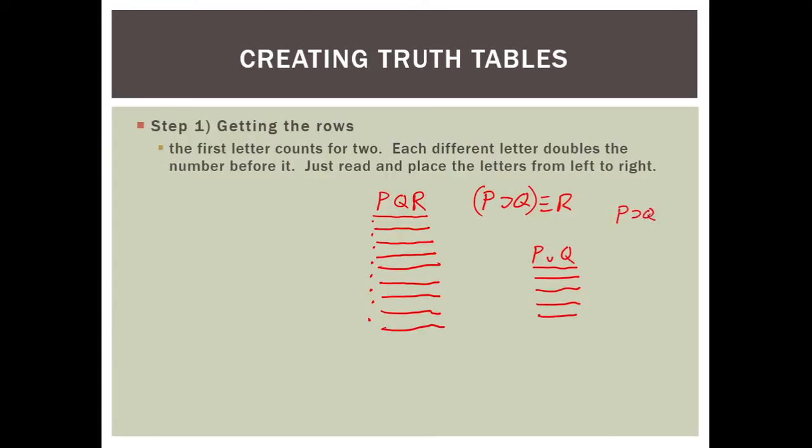P, horseshoe, Q, and R, wedge, S. So we'd go P, Q, R, S. P would give us 2 rows. Q doubles that to 4 rows. R doubles that to 8 rows. And S doubles that to 16 rows. So the first letter counts for 2. Each different letter doubles the number before it. Just read and place the letters from left to right.